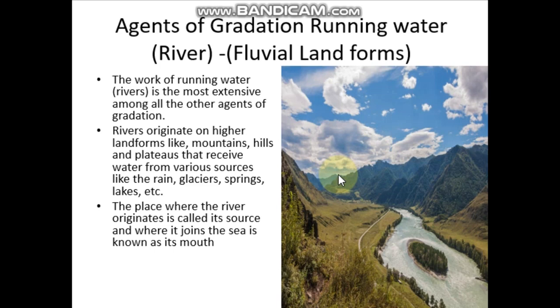The work of running water is the most extensive among all the other agents of gradation. So rivers originate on higher landforms like mountains, hills and plateaus that receive water from various sources like rain, glaciers, springs, lakes, etc. The place where the river originates is called its source, and where it joins the sea is known as its mouth.